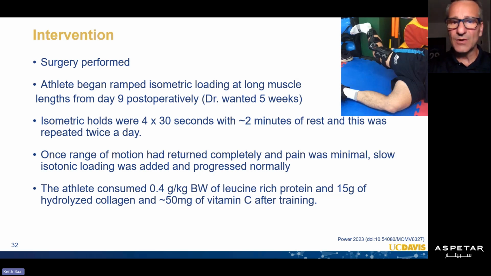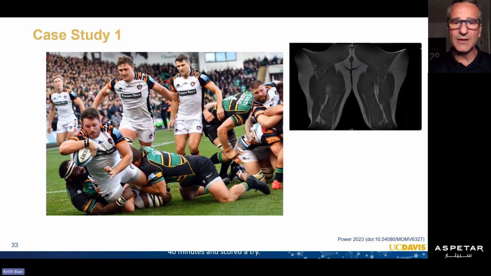The athlete also took leucine-rich protein. That's going to be good for the muscle. 15 grams of hydrolyzed collagen and vitamin C. That's going to be good for the connective tissues in there. And basically what we were able to do with this program is get him back to full international rugby in 11 weeks. The fastest they'd ever done it before was 16 weeks.